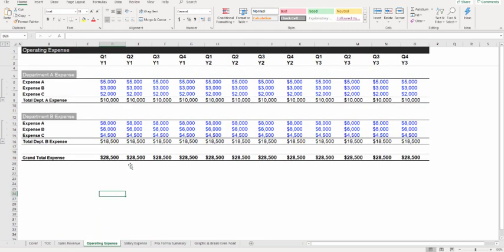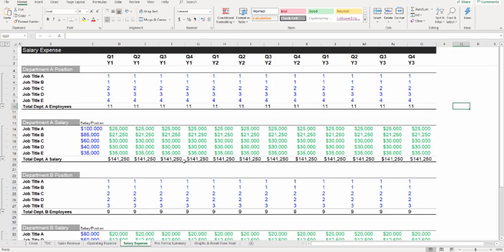The operating expense tab, very similar to the sales revenue. Here we have input data. Both Department A and Department B have expenses A, B, and C. The end user would input the expenses for that department. It would then update on the total expense line.